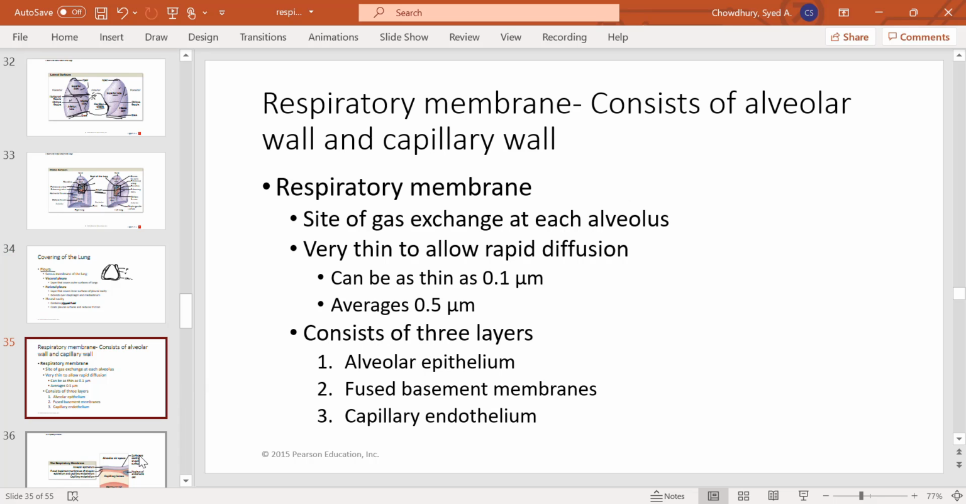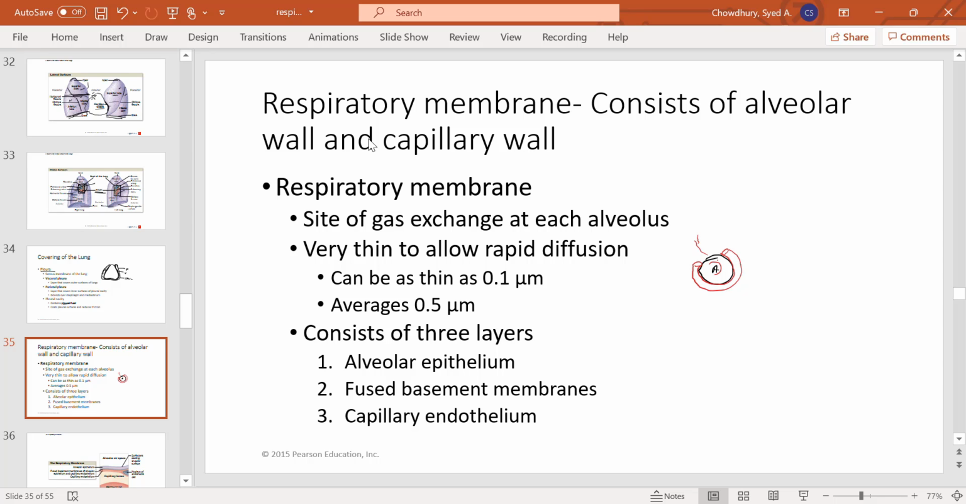Okay, now if you see the alveolus, so this is the alveolus, and you have a capillary bed on each alveolus. So this is the capillary. So now you see each alveolus has a capillary bed on its surface. Makes sense?